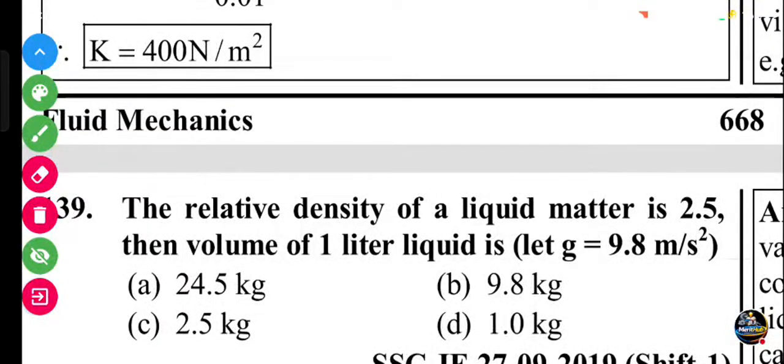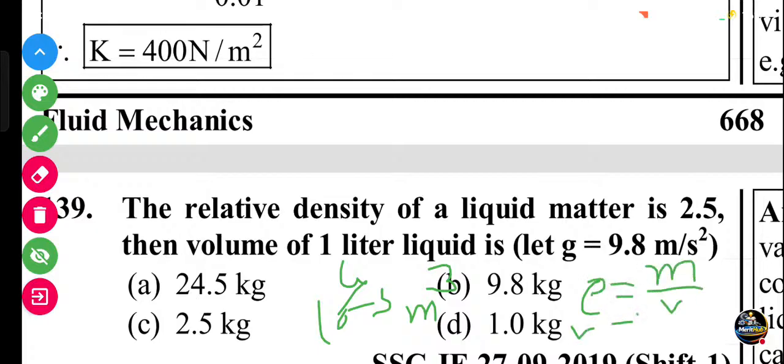Next question, the relative density of a liquid is 2.5, then the volume of 1 liter liquid is. 1 liter equal to 10 to the minus 3 meter cube. Okay. Relative density is given 2.5. Density equal to mass per unit volume. So mass equal to volume into density.